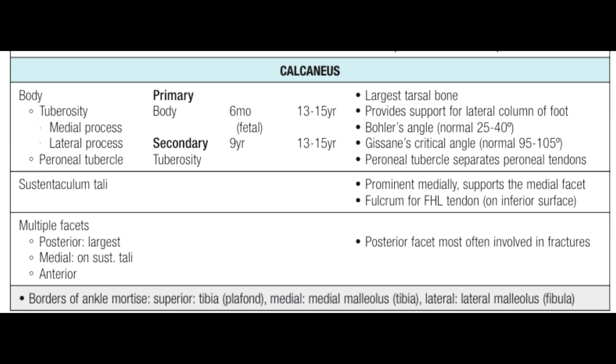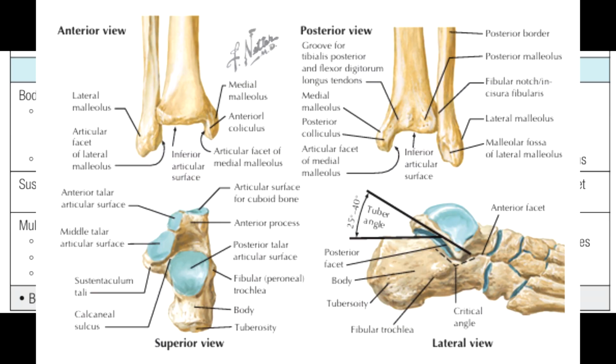The peroneal tubercle on the lateral aspect guides the peroneal tendons, while the sustentaculum tali provides medial support for the talus and acts as a fulcrum for the flexor hallucis longus tendon. Finally, take note of the multiple articular facets of the calcaneus. The posterior facet is the largest and the one most frequently involved in intra-articular fractures. The middle and anterior facets, along with the sustentaculum tali, form part of the subtalar joint complex, critical for inversion and eversion of the foot.